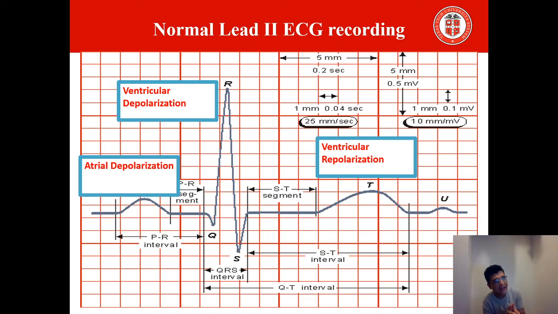One small thing which I want to add before we move on to the next slide is that there is a difference between a segment and an interval. Always remember that a segment won't have any wave, so it is always the baseline, the x-axis. If I'm measuring the distance between these two points, there is no wave in here. But an interval has a segment as well as a wave. So a combination of wave and segment is an interval. My whole idea is to let you familiarize yourself with these terms as you see the ECG.